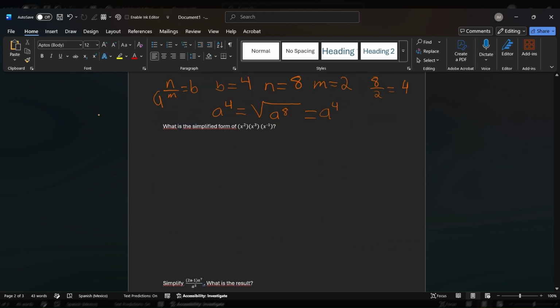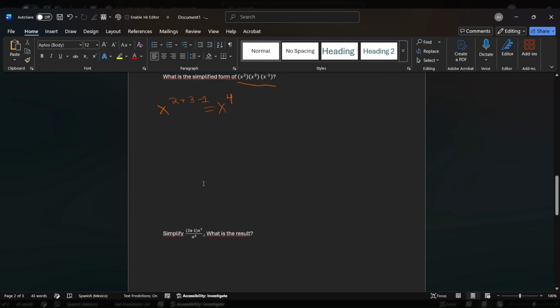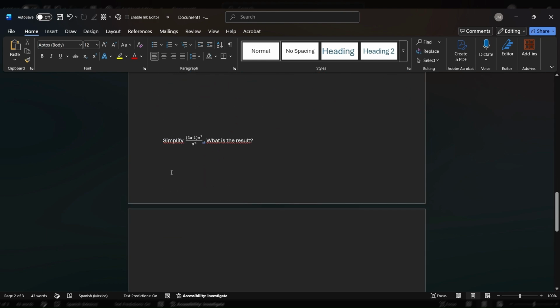It says, what is the simplified form of x to the 2, x to the 3, x to the minus 1? Okay, so we have there x, and we can just add and subtract all of this. So we have 2 plus 3 minus 1. How much does that give us? That should give you guys x to the 4. There you go.